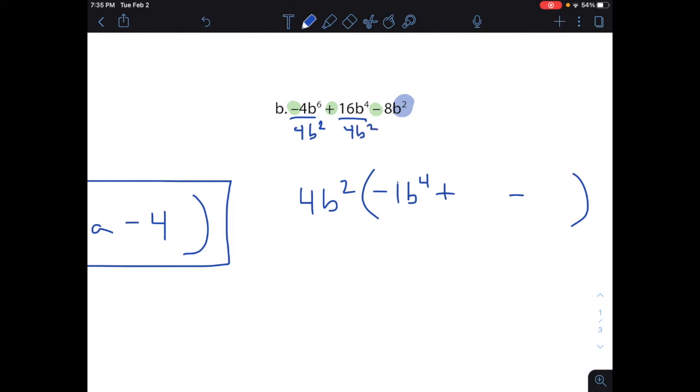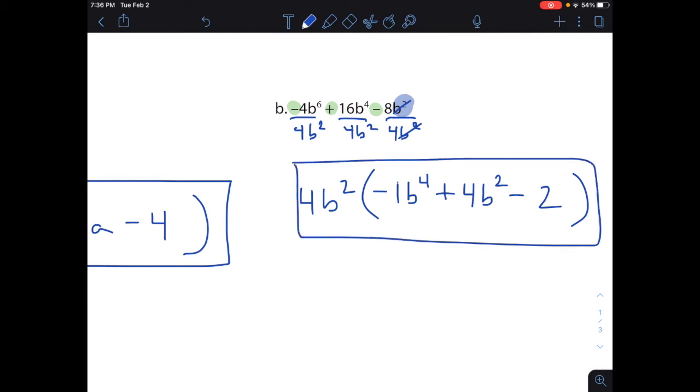And so 16 divided by 4 is 4. And then b to the 4th divided by b squared is b squared. Okay, and then same thing with the last one, 4b squared. And again, we have the variable has the same exponent, so the variable is just going to cancel. And so the b squared just cancels itself out. So 8 divided by 4 is 2, so we just have a minus 2 here. Okay, so we just factored that polynomial by GCF.